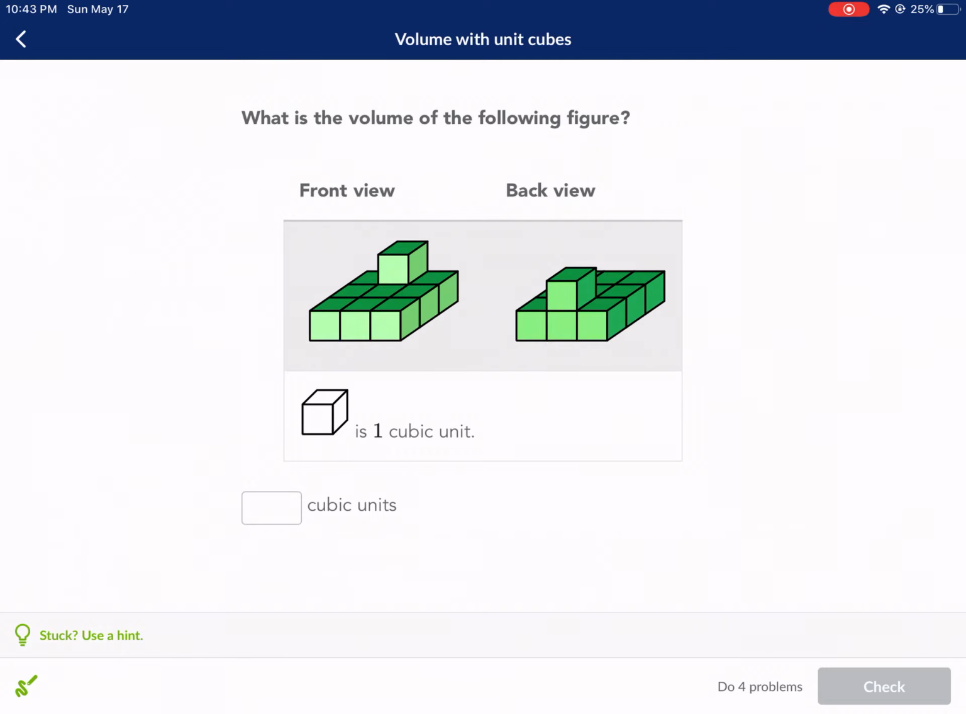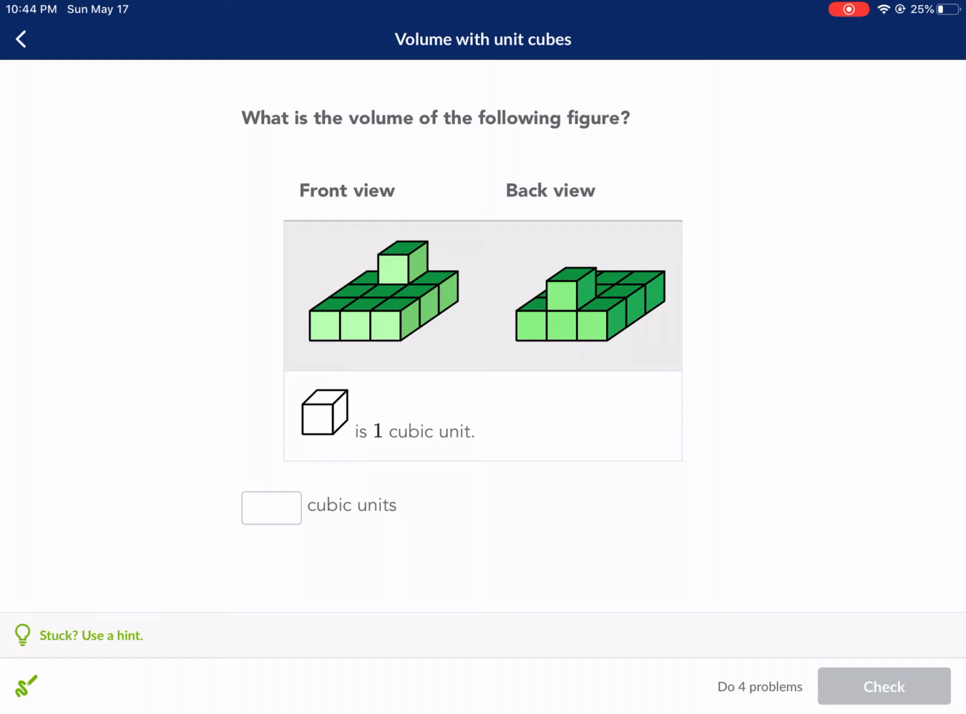Today we're going to be doing a Khan Academy tutorial on volume. This is a very introduction oriented exercise on volume with unit cubes. So let's go ahead and get started. It's asking us to find the volume of the following figure, and it gives us two different views.